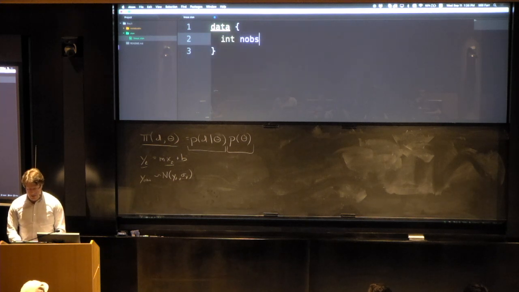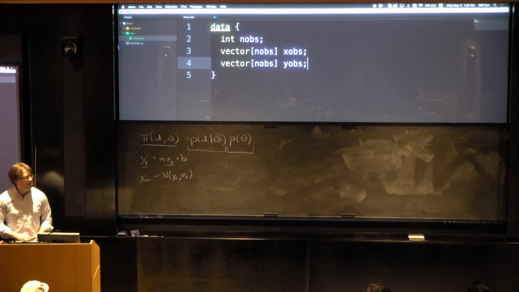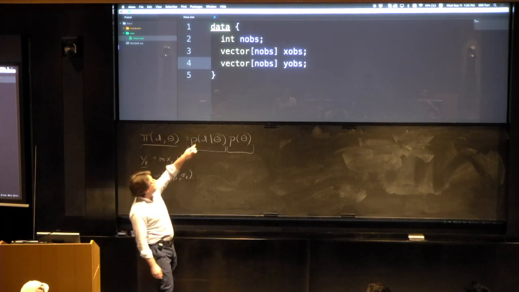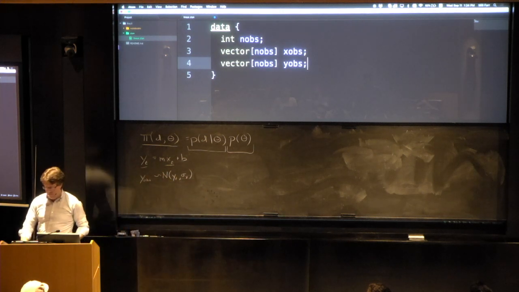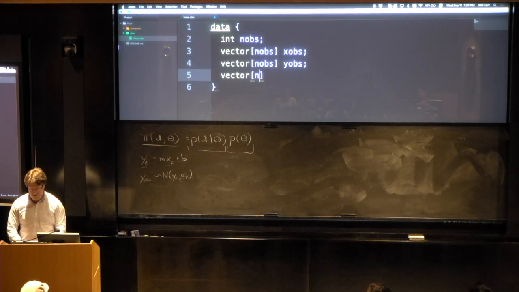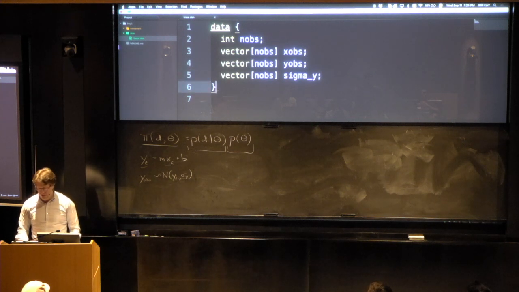Well, we have some number of observations. And at each observation, we have an x. So we make a vector that is n obs long. We have an x, and we have a y. And we're also given some uncertainty. That kind of notation makes sense to everybody? It's just telling Stan what sort of data to expect.